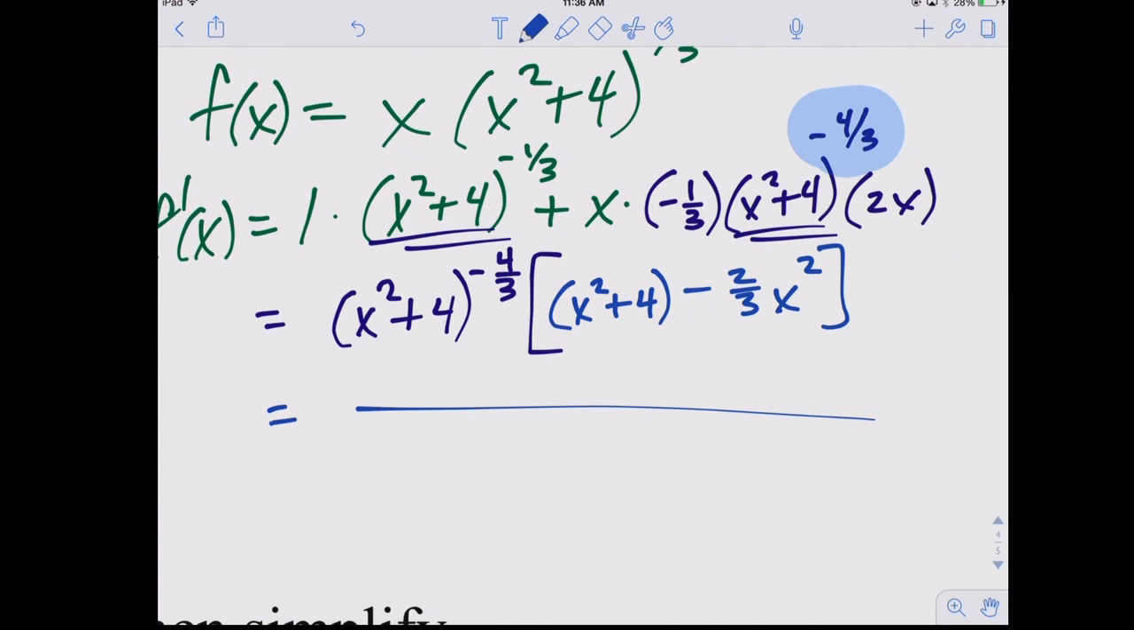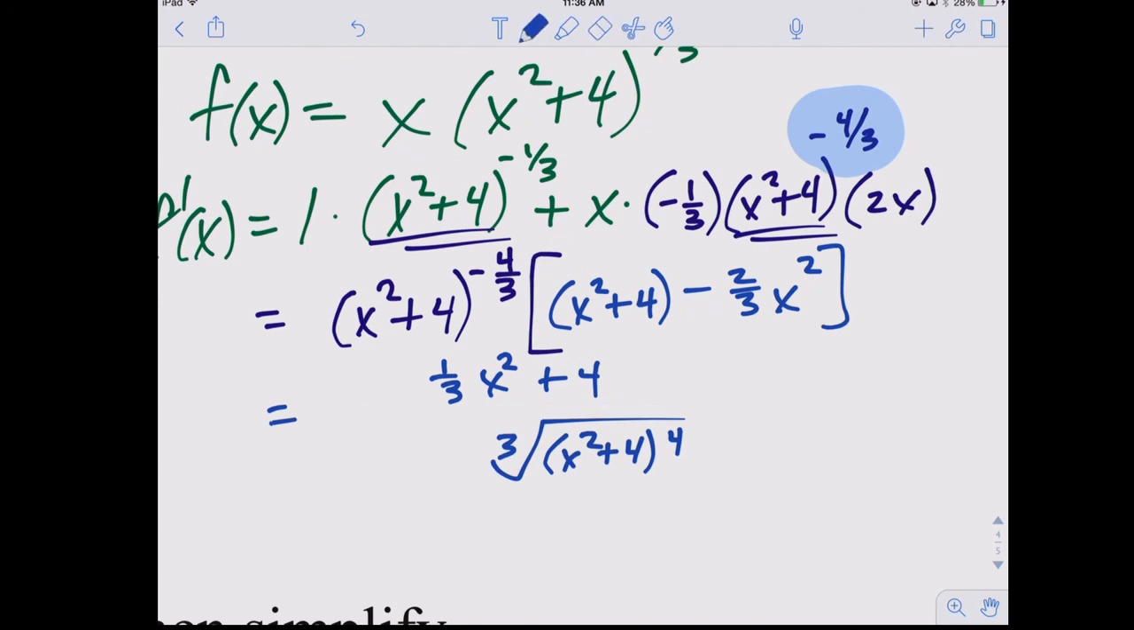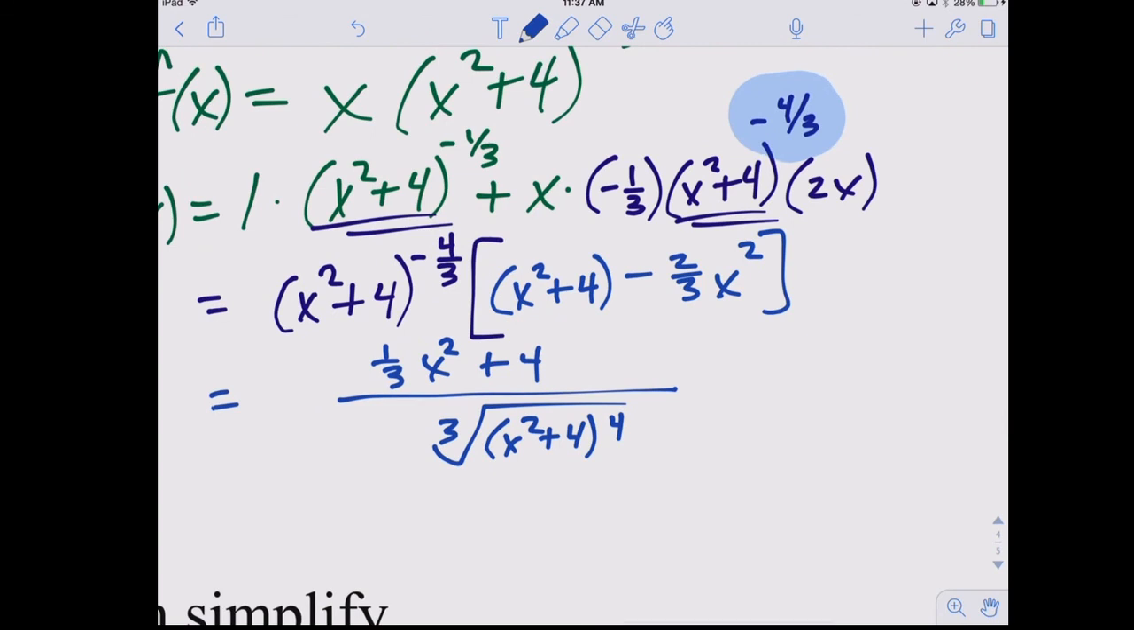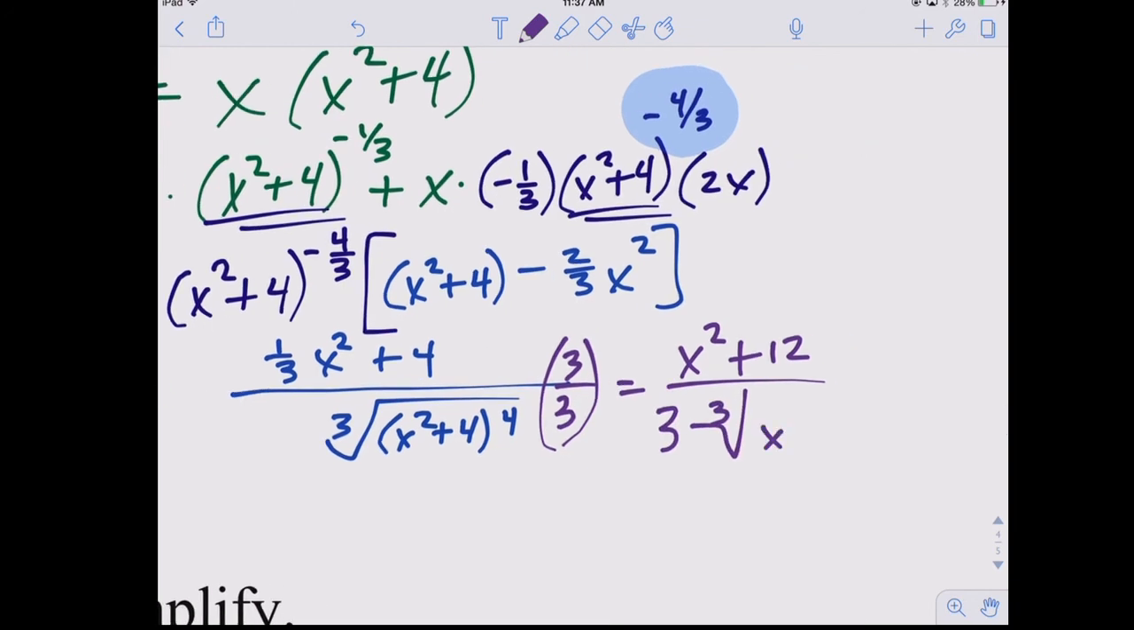So 1 minus 2/3 is 1/3. So you have 1/3 x squared plus 4. And then the bottom, that jumps down to the bottom, goes back under a cube root, x squared plus 4 to the fourth power. Now, that would be a perfectly acceptable cleaned up version of the derivative, but some people might prefer to still do what? Are y'all okay with that one-third coefficient? If this were like a multiple choice question, probably would multiply by 3 over 3 and just call that x squared plus 12 all over 3 cube root of x squared plus 4 to the 4th. Just looks a little bit more user-friendly.